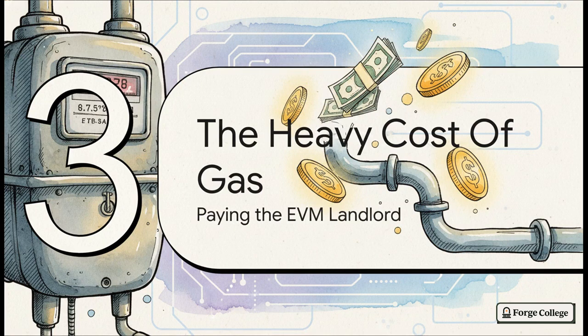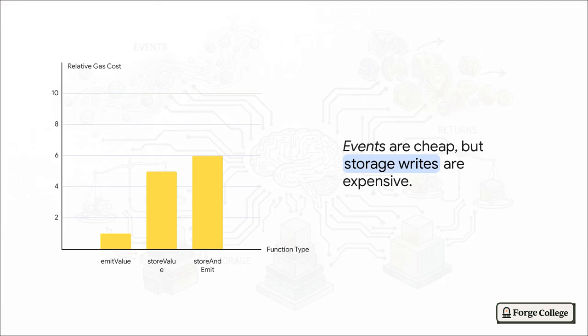All right, Section 3. The heavy cost of gas. Paying the EVM landlord. Let's actually check the gas meter and see how these architectural choices impact a user's wallet. If we normalize the gas units just to make it easy, emitting a value is incredibly modest. We'll call it a 1 on our scale.